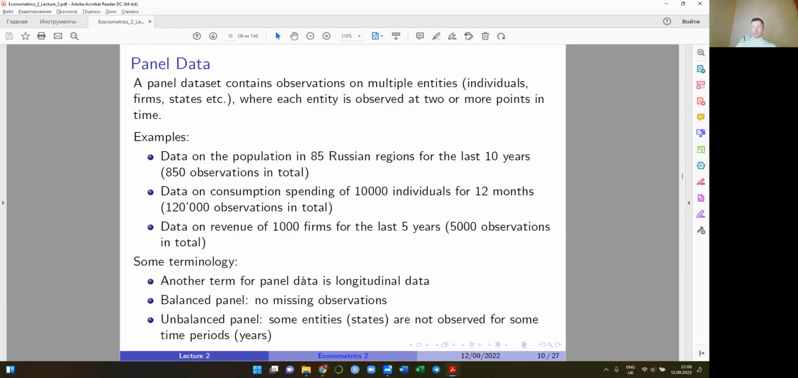If we have at least one missing observation, we call such a panel an unbalanced panel. There are specific methods for working with the unbalanced panel. Usually, if the number of missing data is not that large, we simply drop such observations. If the data is sparse, there are some other methods to deal with that, but this is not included in our course.